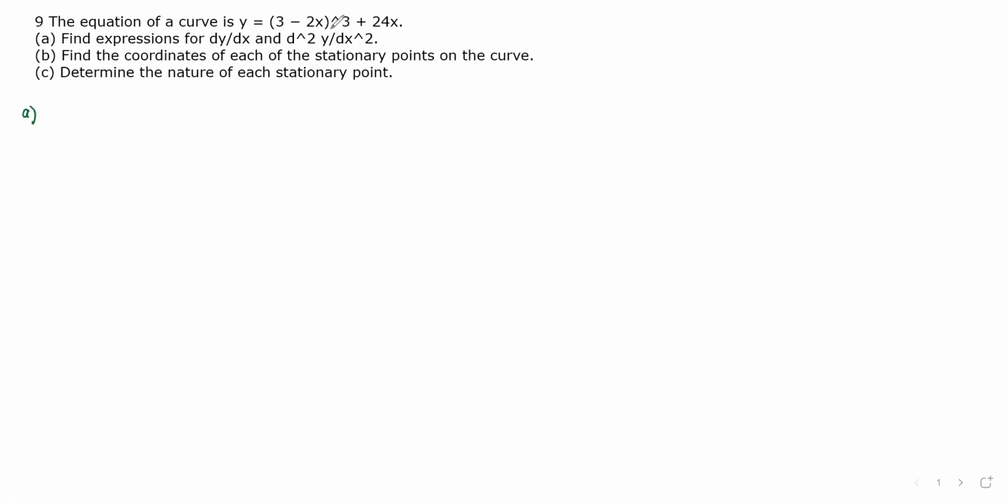To find dy/dx, you need to differentiate the function y. Look at this function y here. That is actually (3 minus 2x) cubed plus 24x. You have a power function, so you need to apply the chain rule, bring the exponent down, and you have 3 minus 2x, reduce the exponent by 1, and now you need to differentiate the inner function, which is 3 minus 2x. The derivative of 24x is 24.